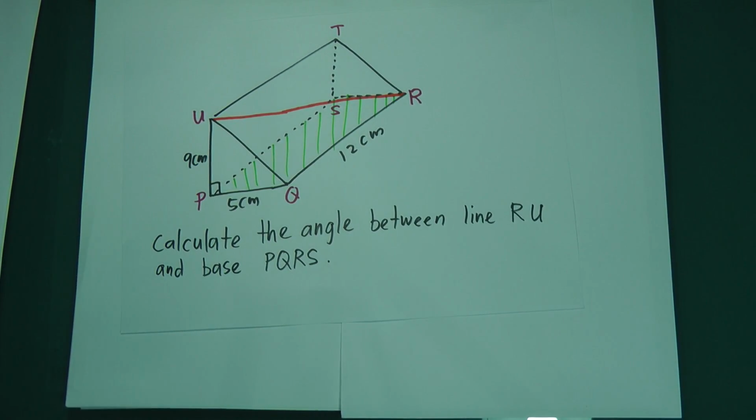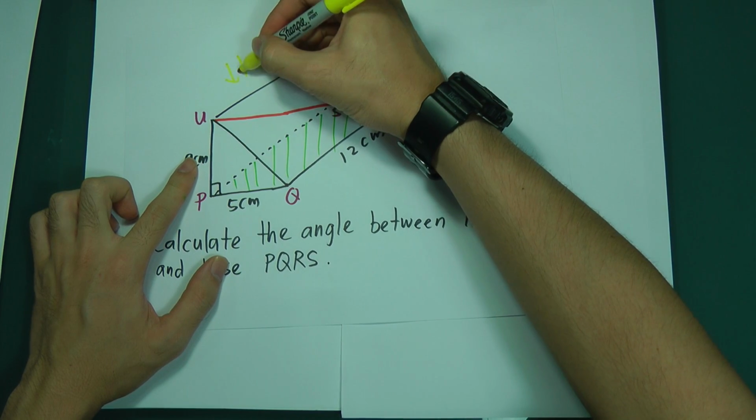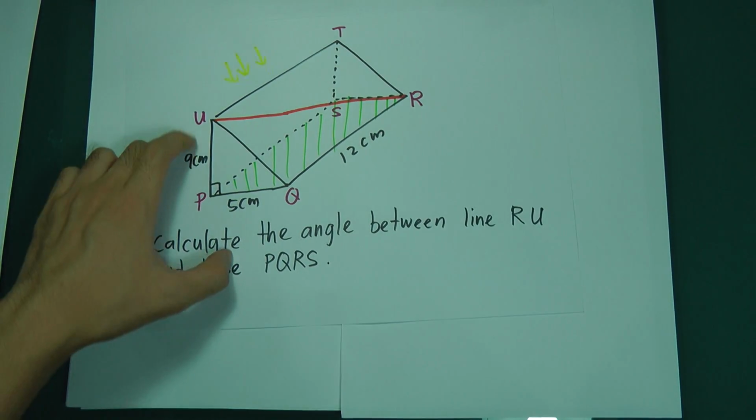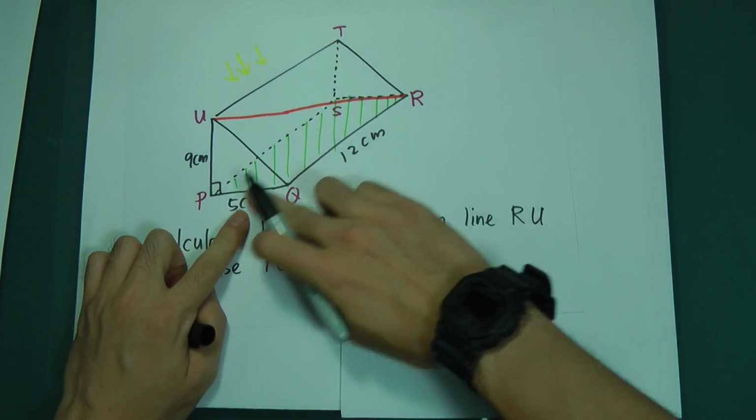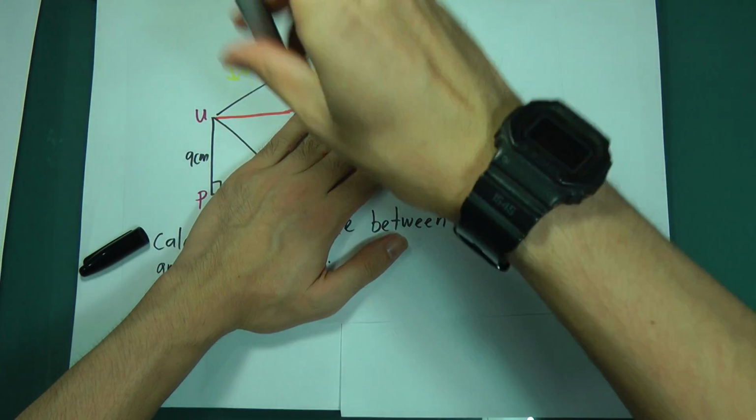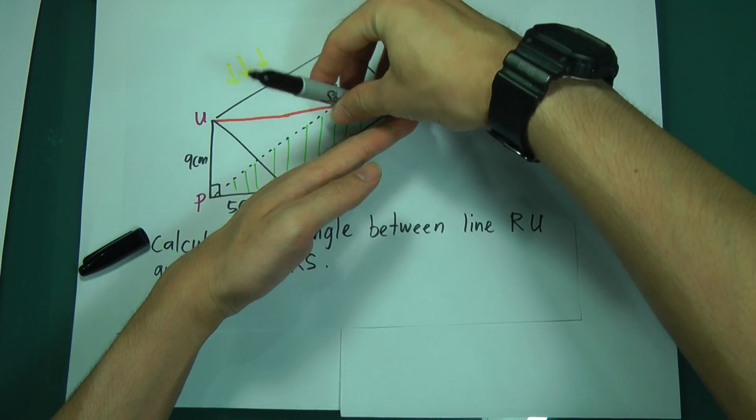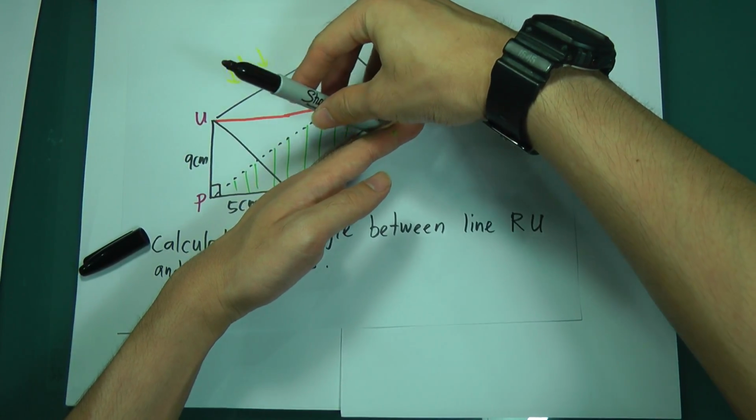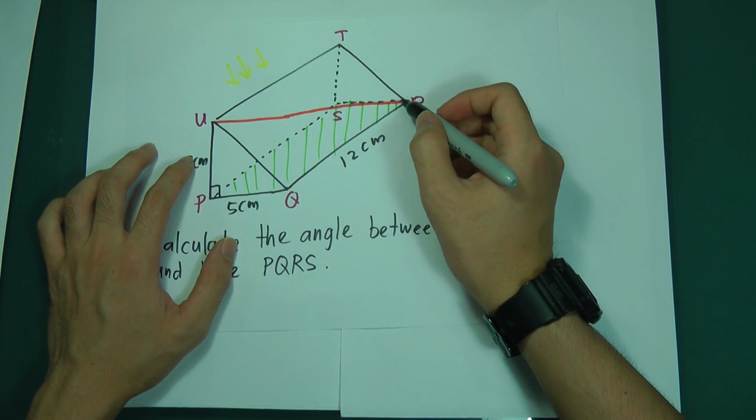So where should your light come from? If the plane is on the bottom, your light should come from the top. Correct or not? If your light comes from the top, you should be able to see a shadow. Where will the shadow be? And this is the RU, so you will actually have a shadow over here.